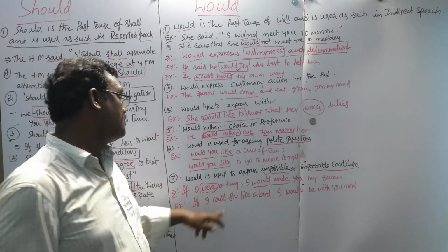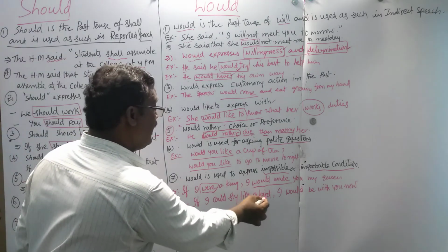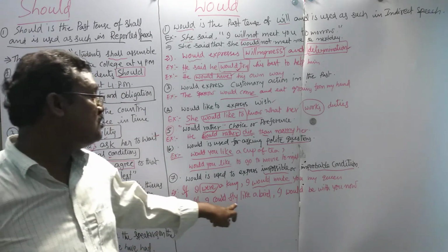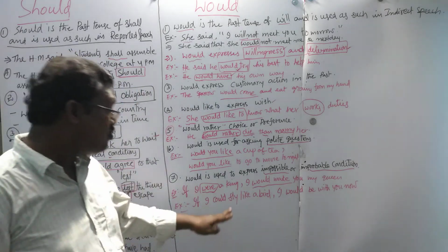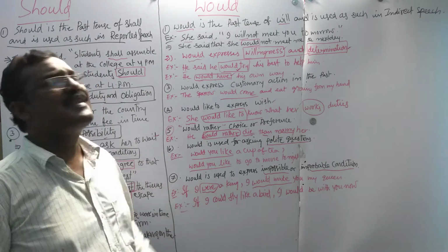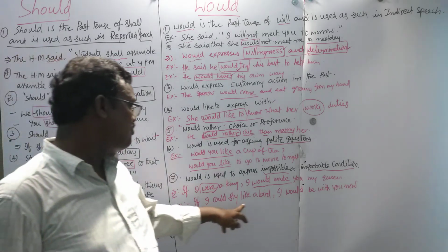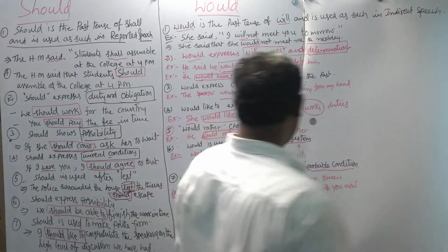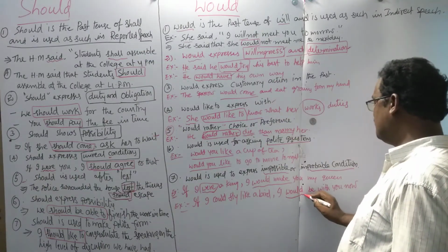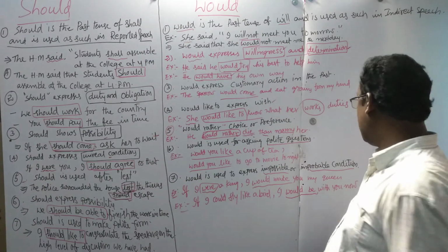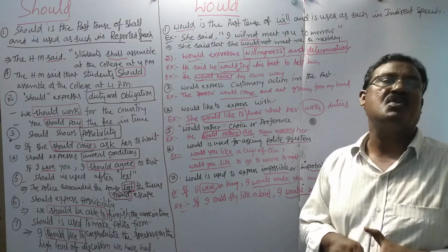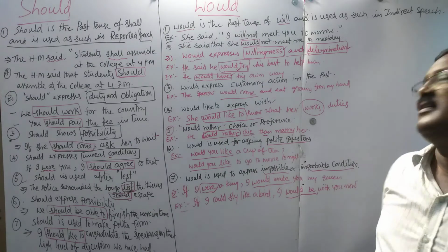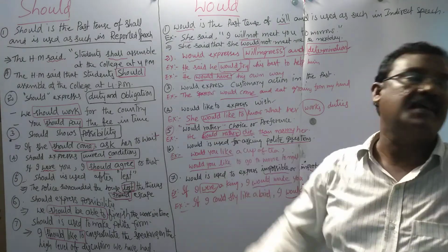Next, if I could fly like a bird. In the condition clause, could also we can use. That means it expresses possibility, an unreal condition. If I could fly like a bird, I would be with you now. "I would be", this is the verb form. I would be with you now. It is not possible for a person to fly like a bird. A person can't fly like a bird.